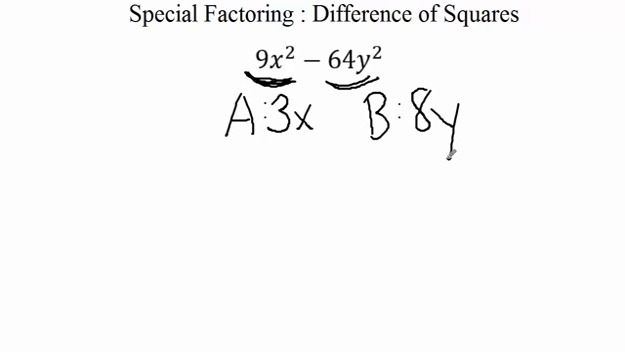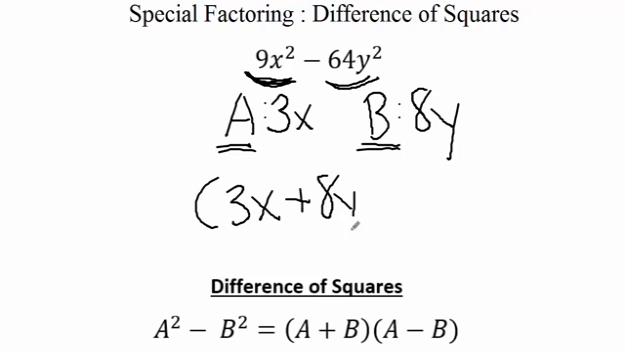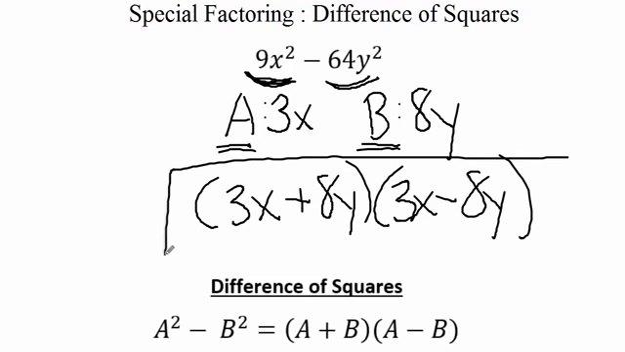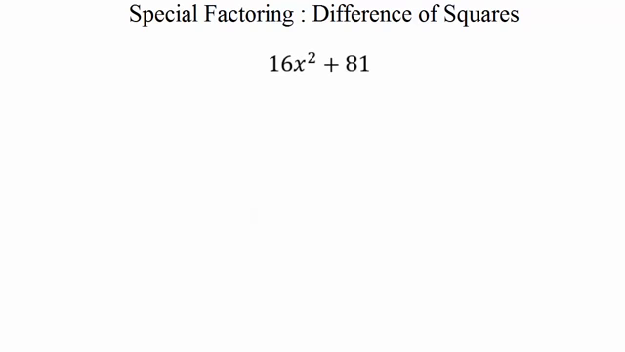So difference of squares is going to factor to your a plus your b, and then your a minus your b every time. So that would look like 3x plus 8y times 3x minus 8y. And that would be the solution to our problem here. Also remember, you can always multiply to double check.